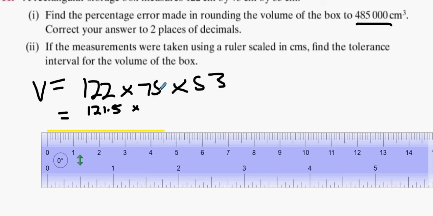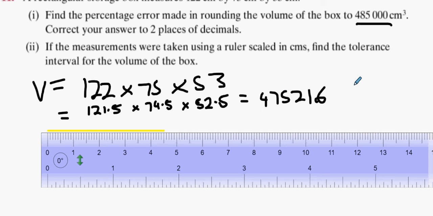What's the smallest value 75 could be? Smallest value this one could be? Is that okay with you guys? Oh, sorry, 52.5? Okay. And what do we get there then? Multiply all that out and you get 45216.875 centimeters cubed.